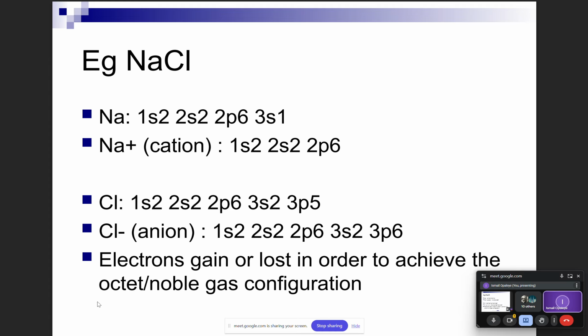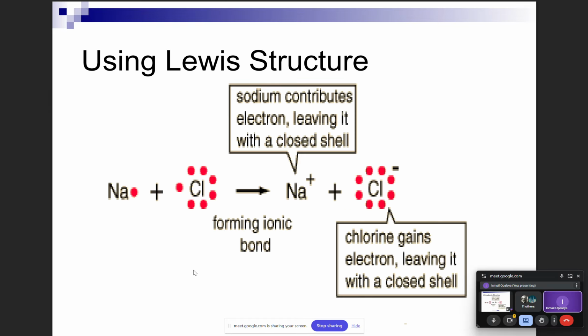The octet is a full configuration, that is for an atom that is stable, or a noble gas configuration. You know that all the noble gases are stable, right? So they are not involved in any form of chemical bonding. Why? Because they are stable. So every other element that is participating in this combination is doing so for the purpose of achieving stability, or achieving the noble gas configuration. That is the stable atoms.